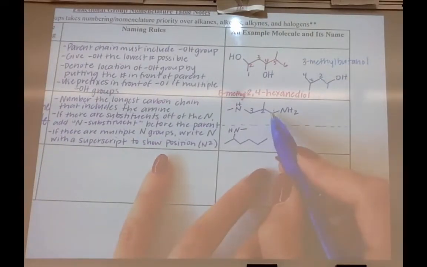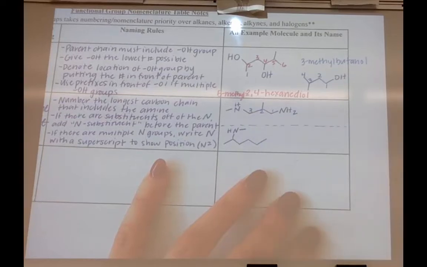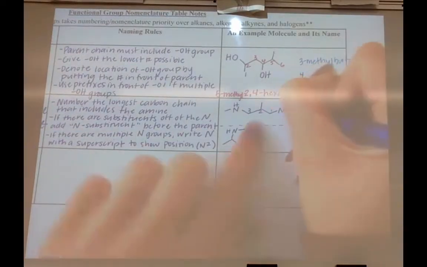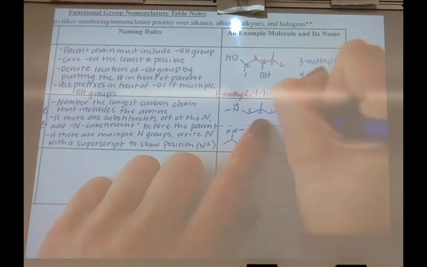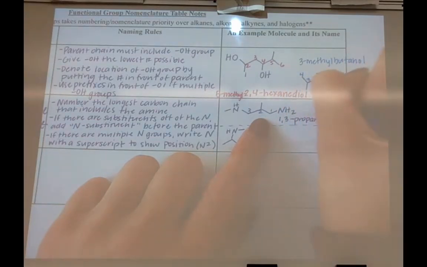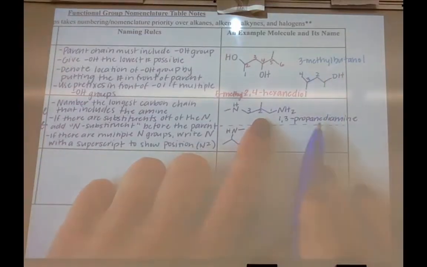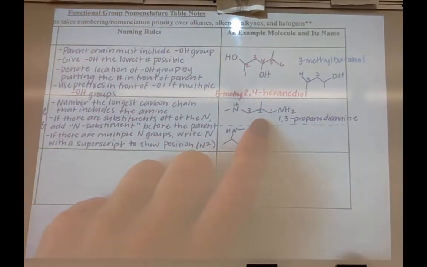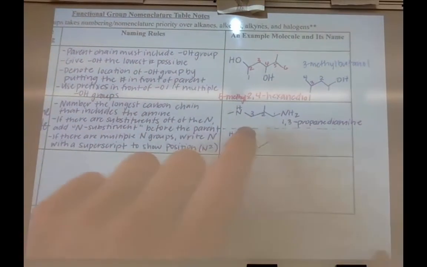We do need to tell where the amines are located on this carbon chain. The nitrogens are off of what 2 carbons? 1 and 3. So our parent chain here will be 1,3-propane diamine. That's all one word. Remember that we include the E's when we have our prefixes like di or tri. So that's our parent chain.